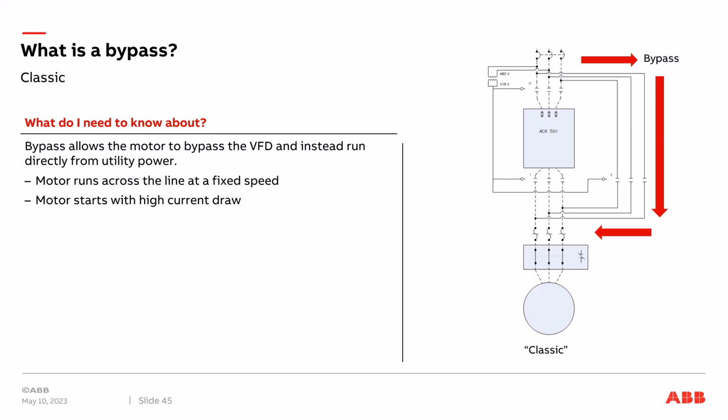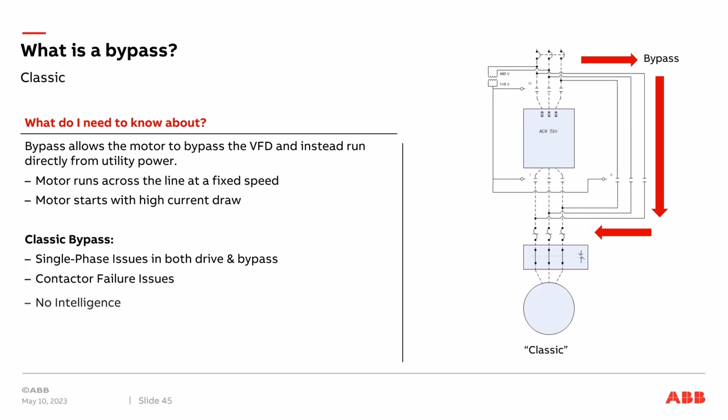And what we call a classic bypass is a scenario where you have single phase issues that affect the drive and the bypass. If there's a contact failure, there's nothing to protect that. There's no intelligence, there's no proof of flow. And if it's an auto transfer, let's say the drive trips out on a short of the motor, suddenly you transfer to bypass, there's no protection for that kind of stuff. That's what we call a classic bypass.